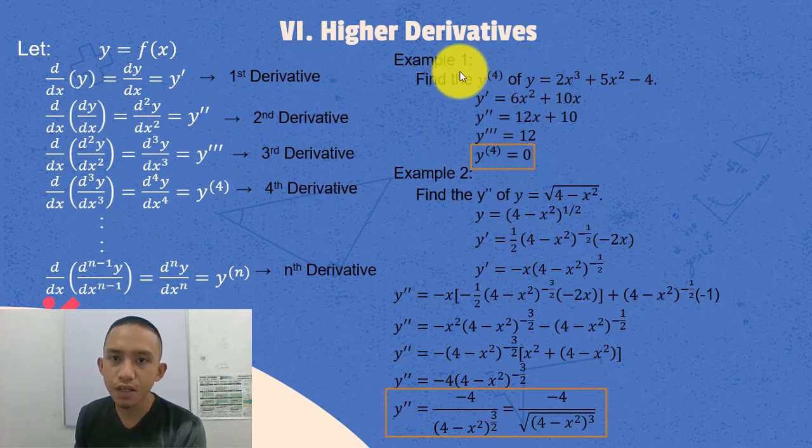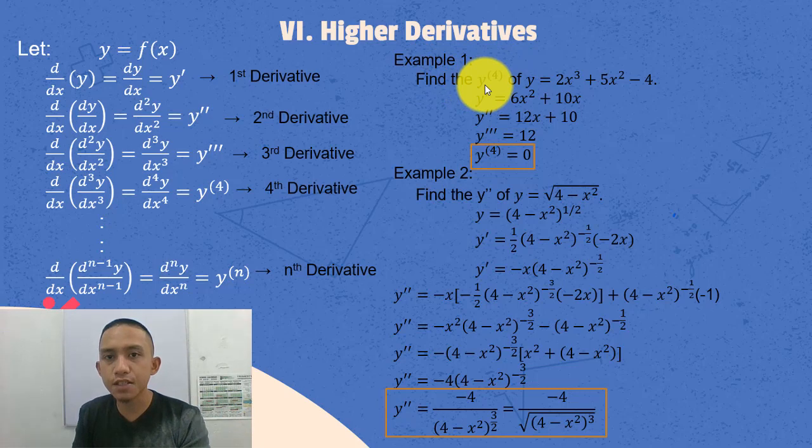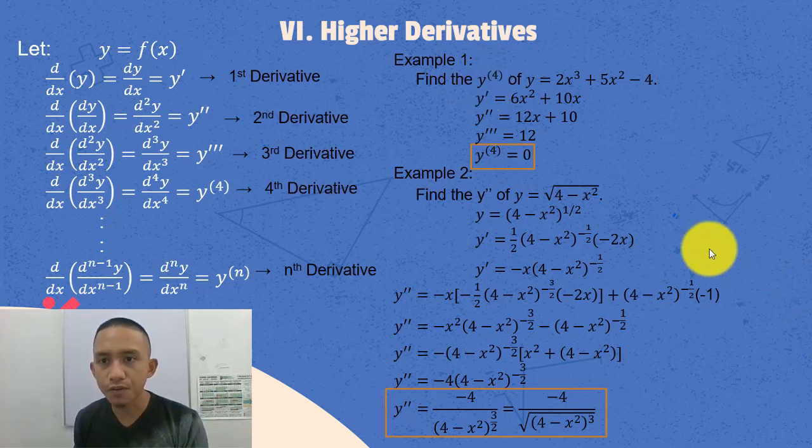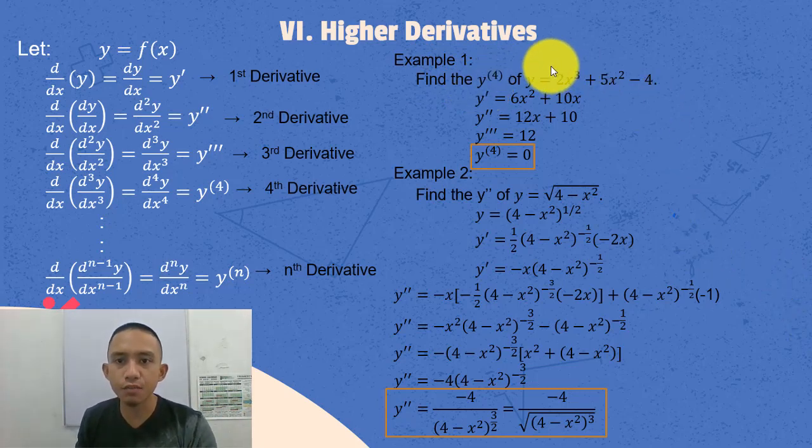Find y raised to 4 in open and close parenthesis. That means that is the fourth derivative of this equation. So I will differentiate both sides. I do not need to be writing d over dx, d over dx.